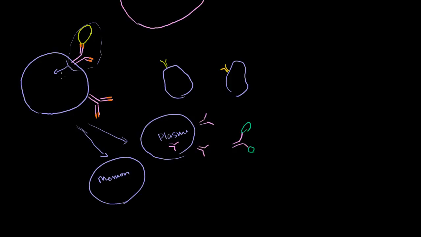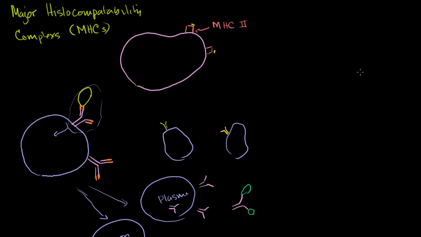But the interesting thing is that the B cell will also do what the phagocytes do. The B cell will also take this guy into the cell, maybe he's initially attached to the antibody, and break him up, take pieces of this pathogen and attach them to MHC2 proteins, and then present them on the surface. So a B cell will also present the antigen.